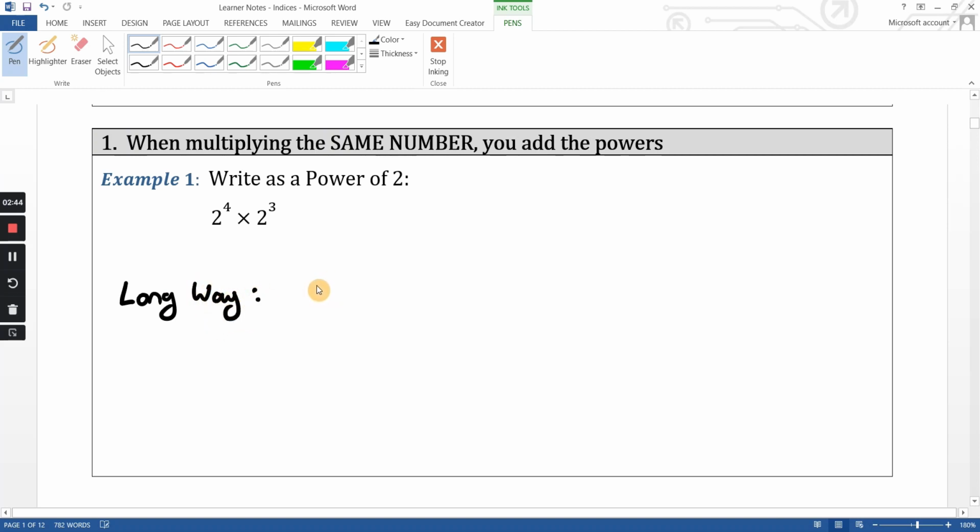2 to the power 4, what does that actually mean? That's 2 times 2 times 2 times 2. And 2 to the power 3, that means 2 times 2 times 2. So you've got these and you've got these. All together, how many 2's have we got now? 1, 2, 3, 4, 5, 6, 7. So that's 2 to the power 7.